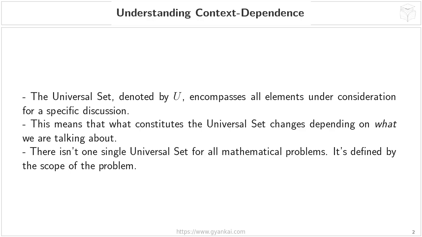We'll see this clearly in the examples coming up, where you'll notice how the universal set changes dramatically depending on whether we're talking about fruits, numbers, or students. So, always remember to think about the context before defining your universal set.